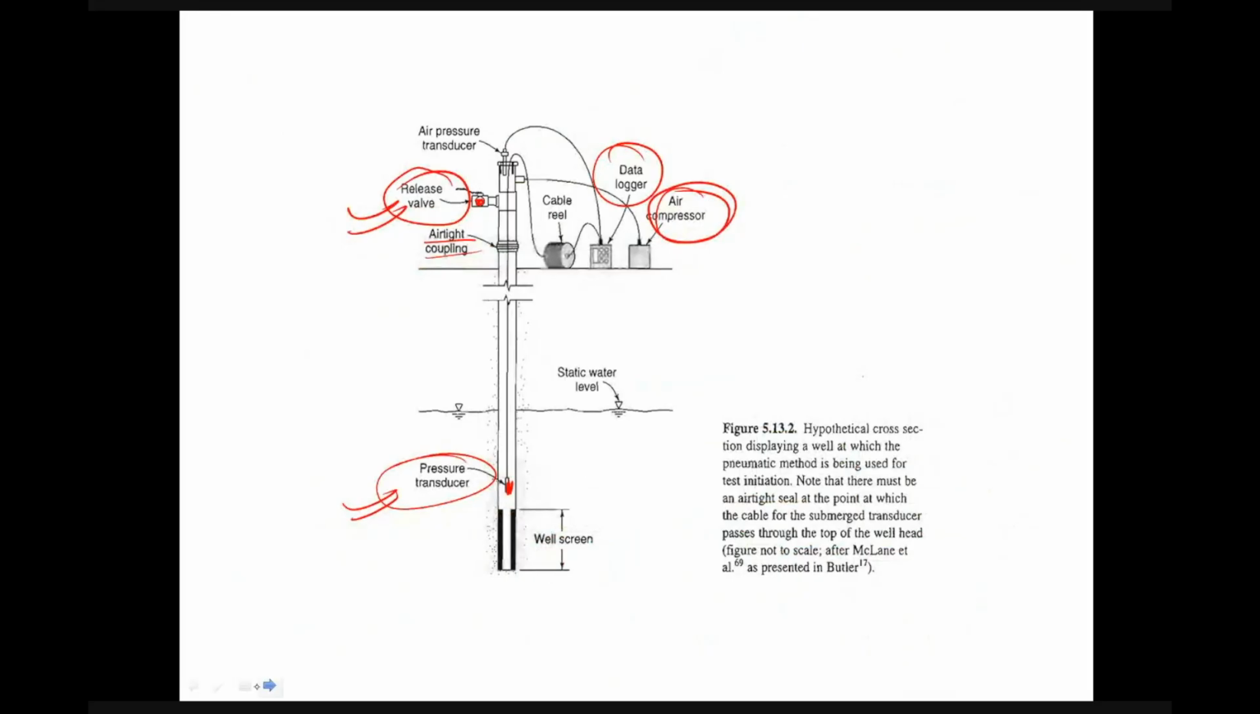Now here there is a diagram of this thing. So we have a pressure transducer over here, then we have an airtight coupling which will seal this well, and then we have an air pressure transducer and we have this release valve. So after we have exerted the pressure, we will release this valve and the water level will recover to its initial static water level.